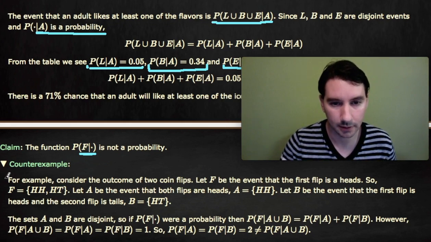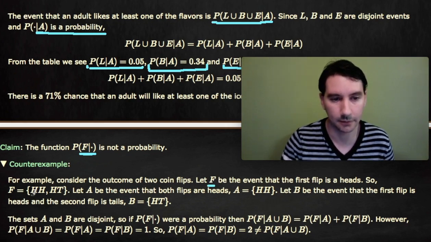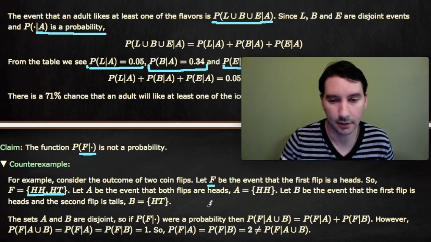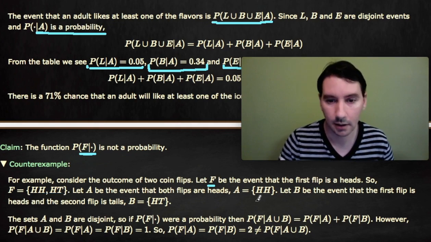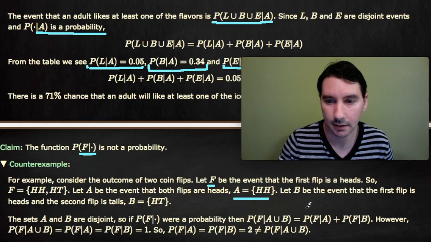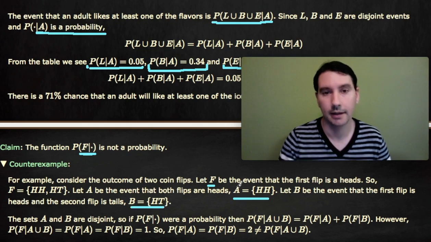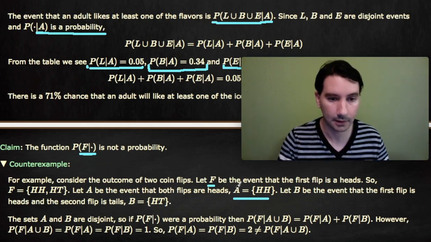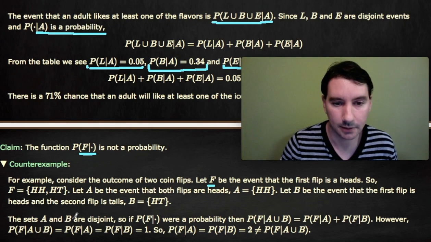So consider the outcome of two coin flips, and F is the event that the first flip is a heads. So F is the event, heads heads or heads tails. A is the event that both flips are heads. So A is heads, heads. And B is the event that the first flip is a heads and the second flip is a tails. So B is the event heads and then tails. The sets A and B are disjoint.